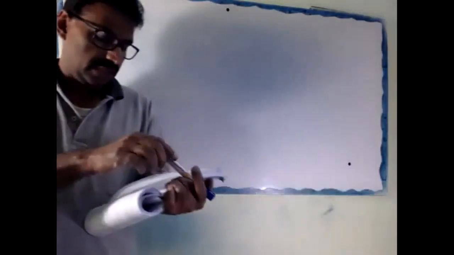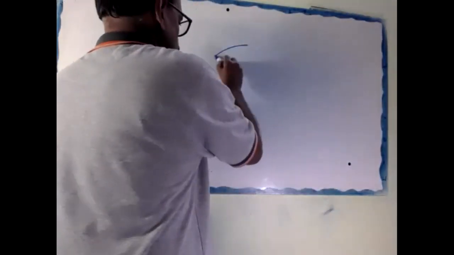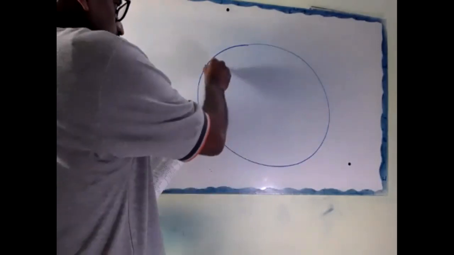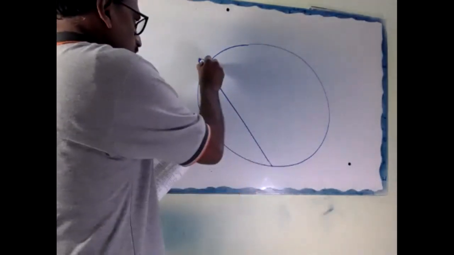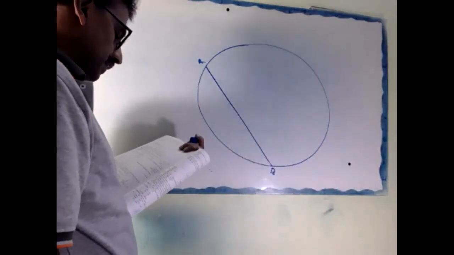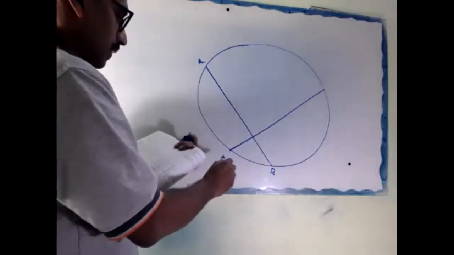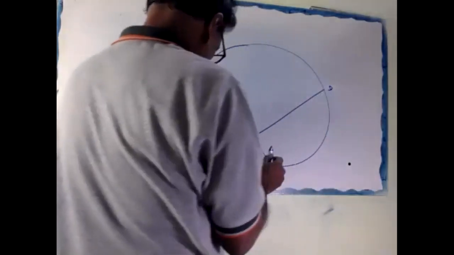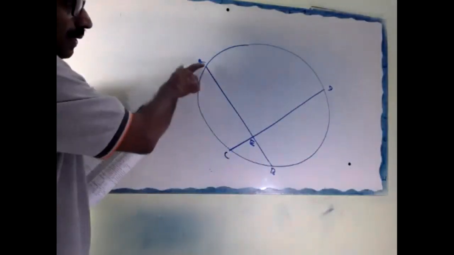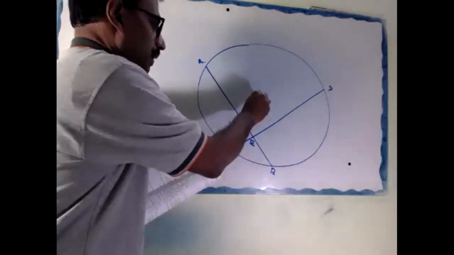Okay. Look at here. If two equal chords of a circle intersect within the circle, AB and CD intersect at E. What are we to show? We are to show that AE equals DE and CE equals BE.